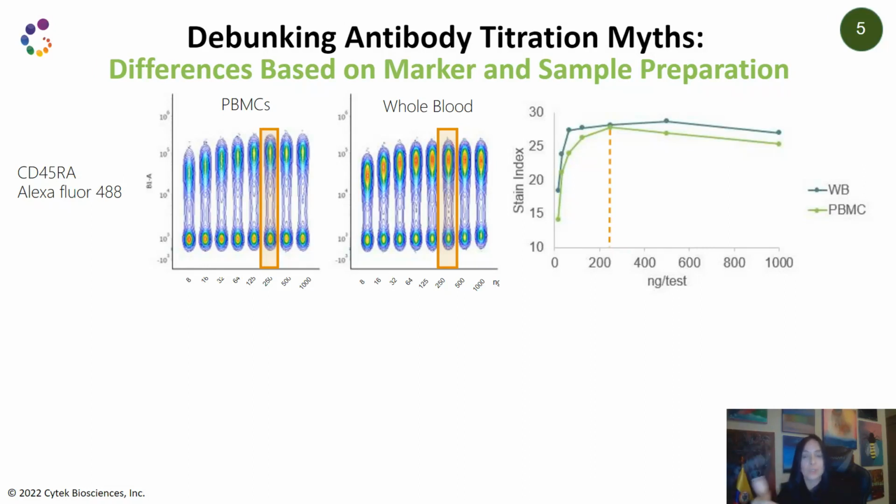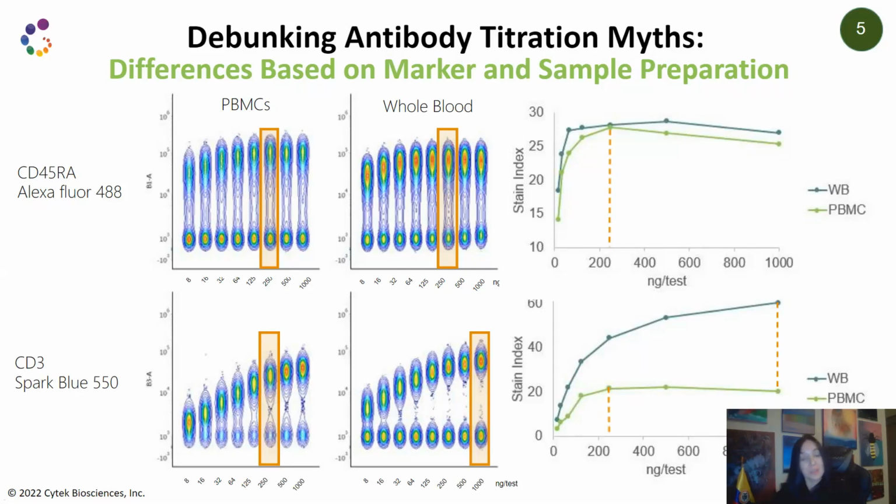And that goes into the curve on the right. The stain index is very similar. Same thing with the optimal titer. Another example could be CD3, labeled with a dim dye, Spark Blue 550. What we are seeing is that clearly in PBMCs, the separation is lower, just in the concatenated image. If you go to the whole blood, now the separation is better. So there is an impact on how the cells are prepped before you stain. And we see that on the stain index.